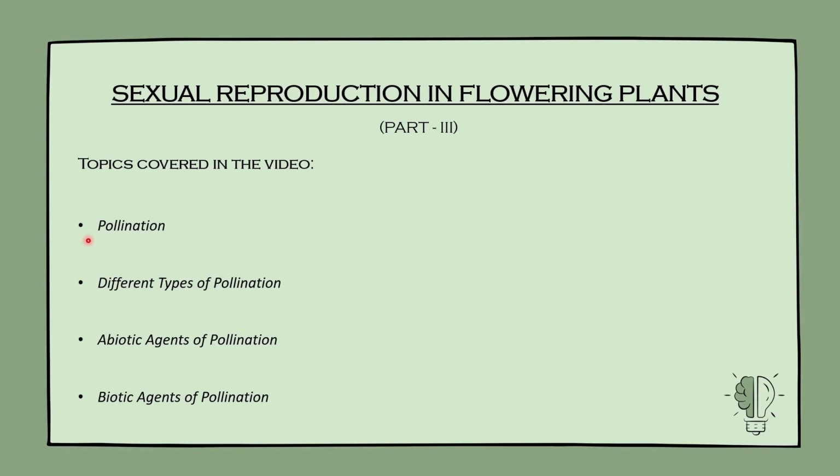This is part 3 of the chapter Sexual Reproduction in Flowering Plants. The topics covered in the video are pollination, different types of pollination, abiotic agents of pollination, and biotic agents of pollination. For better understanding, please watch part 1 and part 2 before watching the video. Without further ado, let's begin with the first topic.